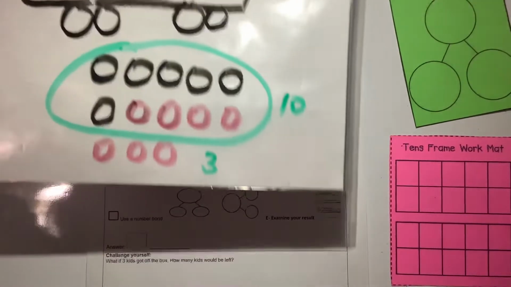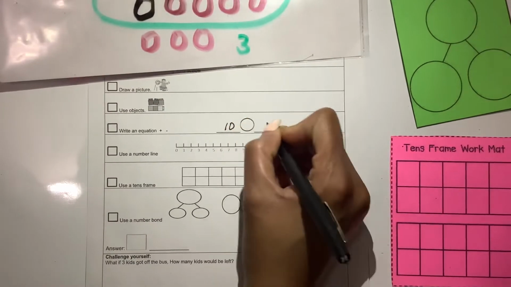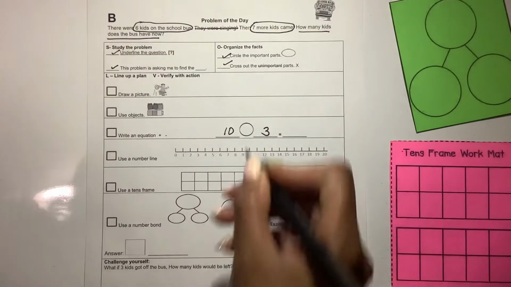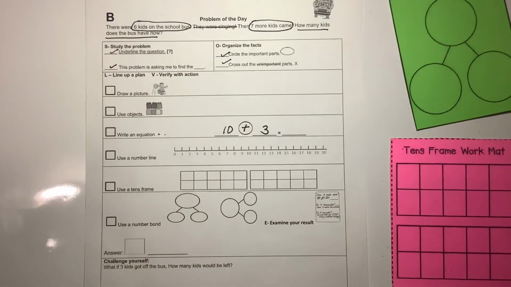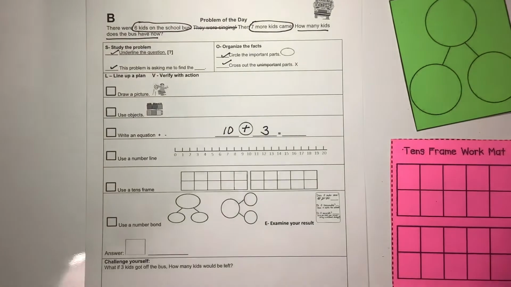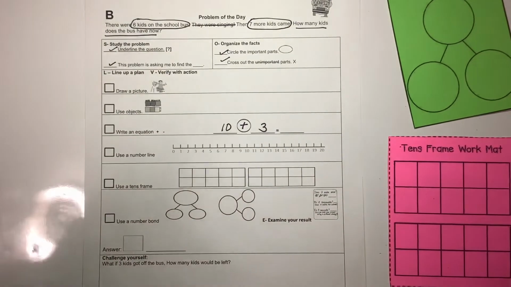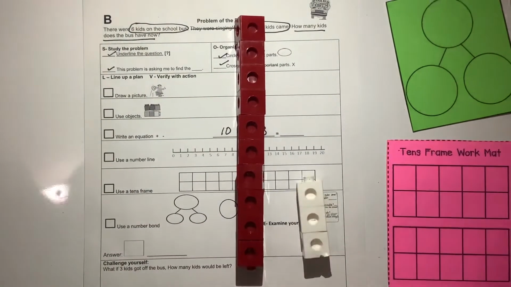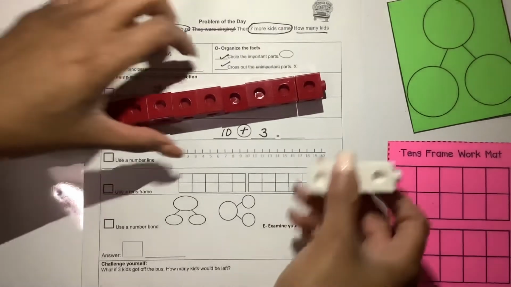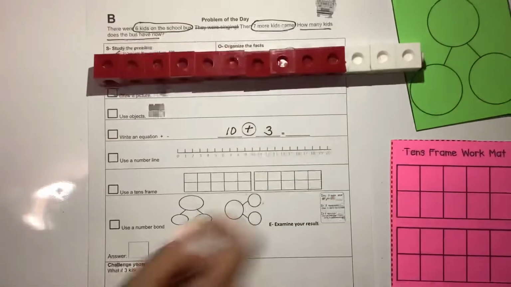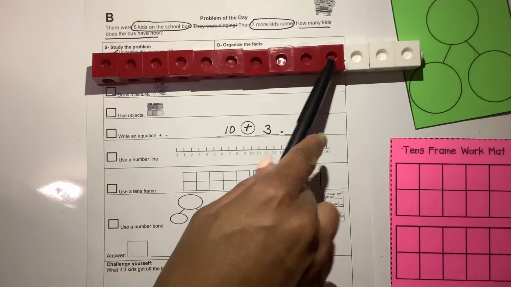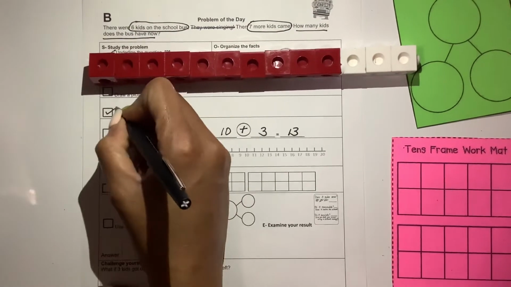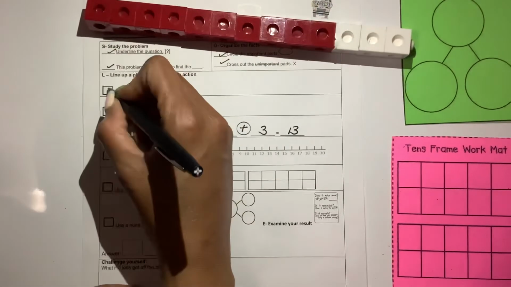So, my parts, 10 and 3. And this is a putting together problem, and when we put together, we use the plus or the addition sign. Okay? I'm gonna use my cubes. So I know that there are 10 and 3. And I'm going to put them together. And now I have 10, 11, 12, 13. So I used my cubes, I wrote an equation, and I drew a picture.